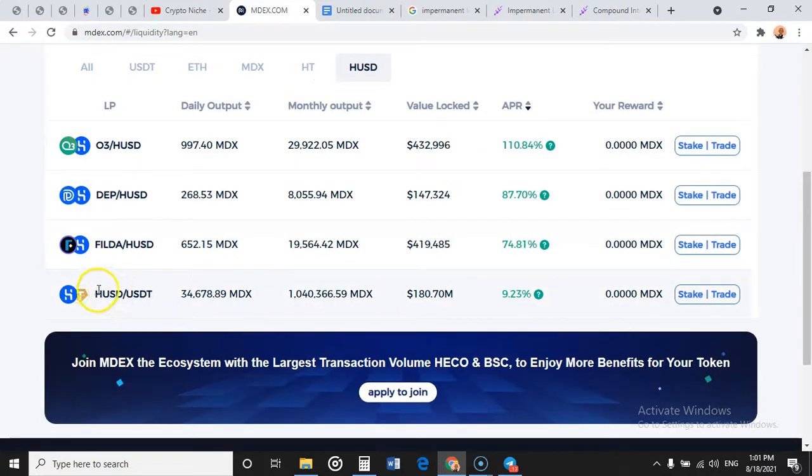So look at this now. This is HUSDT, the stable coin, and USDT, which is also another stable coin. So when you provide liquidity on this pair, on this platform, then you're going to be earning over 9% profit on that at the end of the year. Okay, so that is really how you can always provide liquidity without suffering any kind of loss whatsoever and earn passively for it.